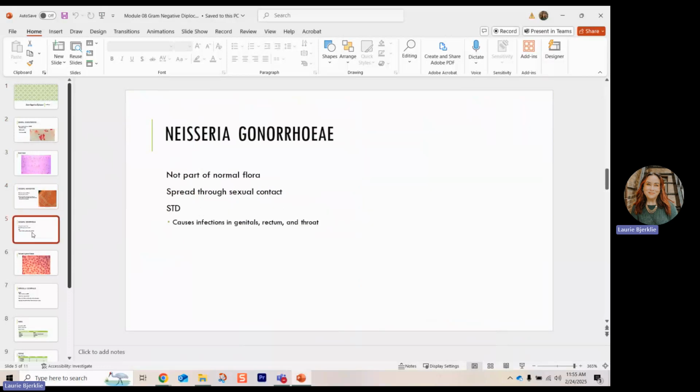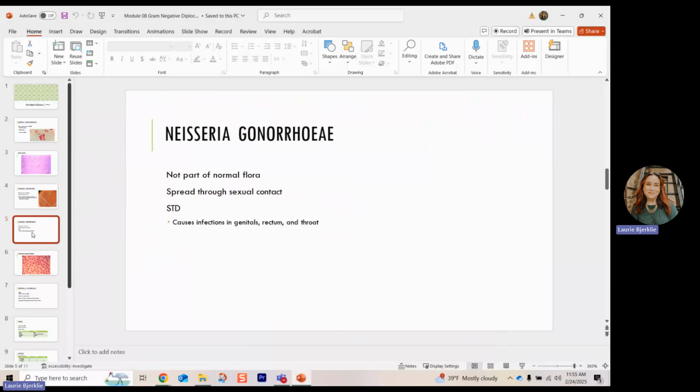There are other Neisseria species that are part of our normal flora, like in our oropharyngeal normal flora, but that is not meningitis or gonorrhea. That's other Neisseria species. So this is, of course, spread through sexual contact. I think pretty much everybody has tended to hear of gonorrhea. It is considered an STD.